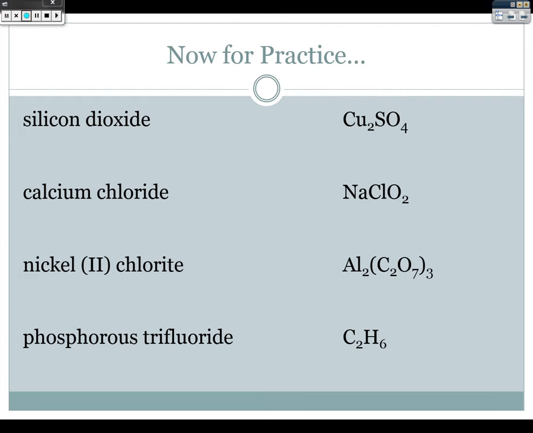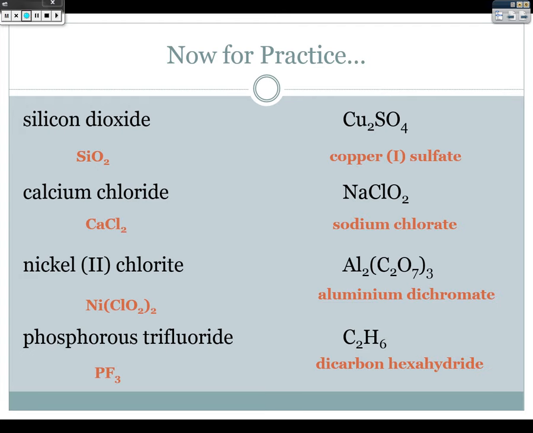Okay, so silicon dioxide. So silicon is Si. It's dioxide, so that's 2 oxygens. So it's going to be SiO2. Oh, I forgot that I just gave you all of these. So it's going to be SiO2. For calcium chloride, calcium's a 2+, chlorine's a 1-. So we're going to need 2 chlorines for every 1 calcium.